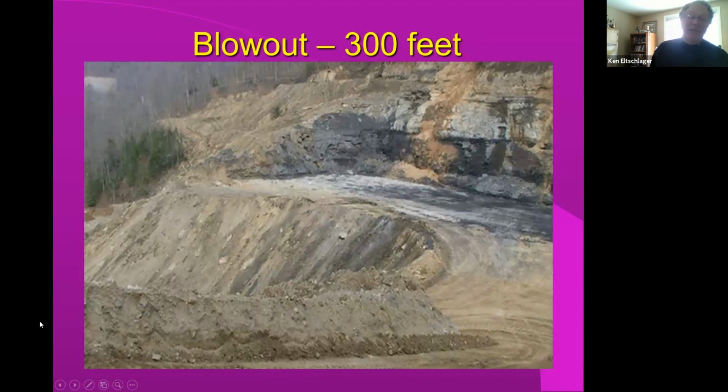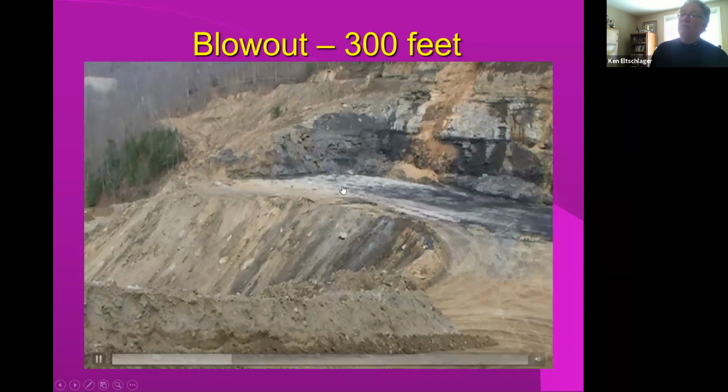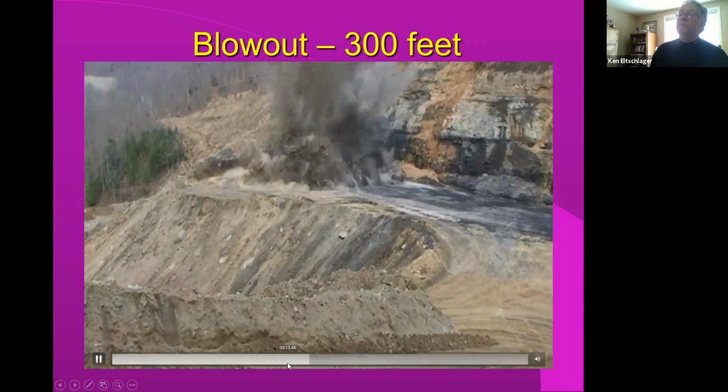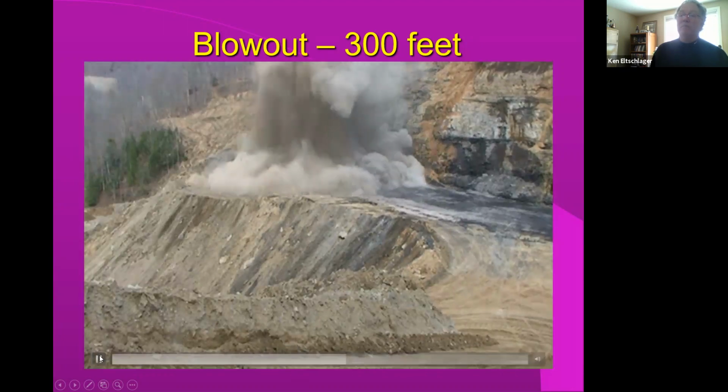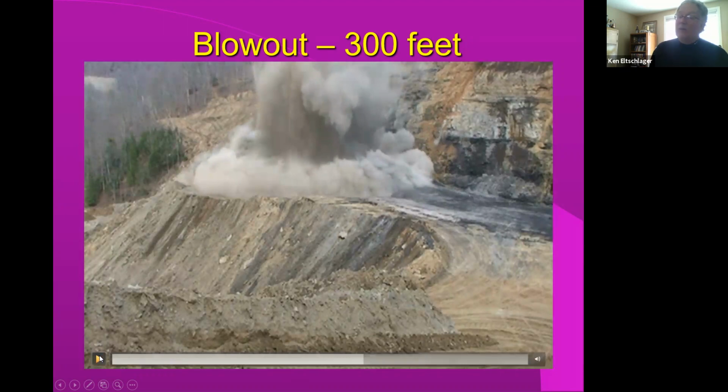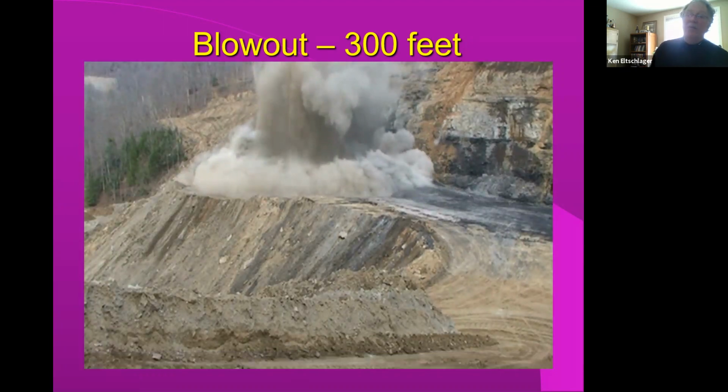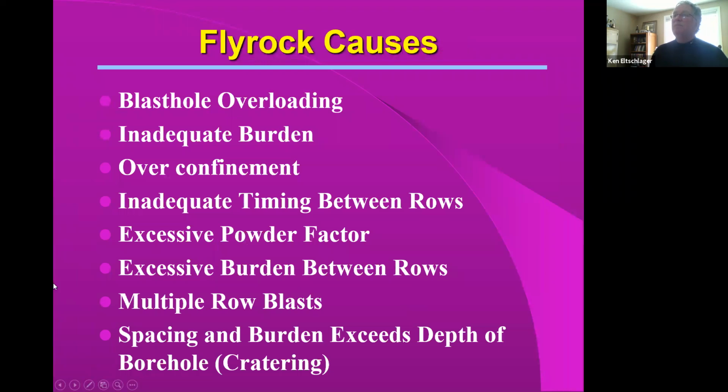Here is an example of stemming that blows out, throws rock 300 feet down over the hill. Okay, so the first thing the blaster wants to know in that situation, as a general rule, is who loaded that hole? Somebody overloaded a hole, created an elevated air blast, and threw rock 300 feet down over the hill into somebody's house. So quality control is essential.